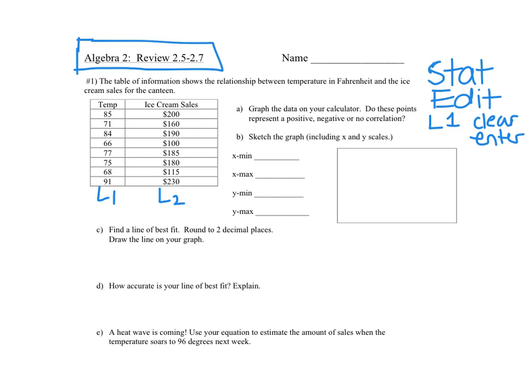So if I go too fast, you can always hit pause. I'm going to go ahead and put them in. So 85, 71, 84, 66, 77, 75, 68, and 91. And then arrow over to the right to L2 and put in the ice cream sales: 200, 160, 190, 100, 185, 180, 115, and 230. And be careful, make sure the number of L1s match up with the number of L2s, because if those are off, your calculator will not be able to graph.